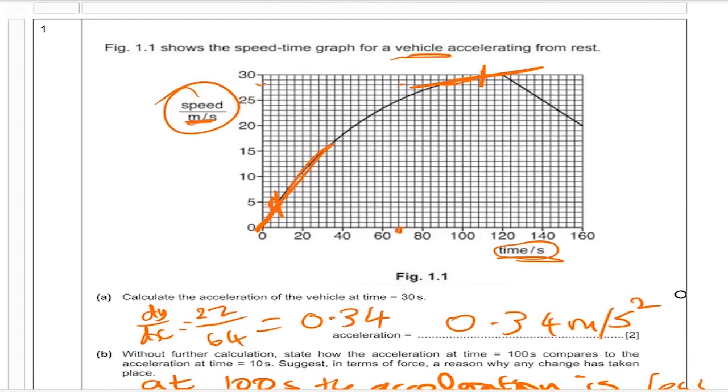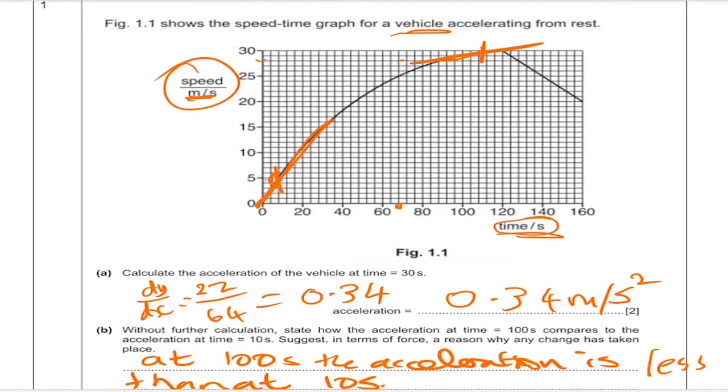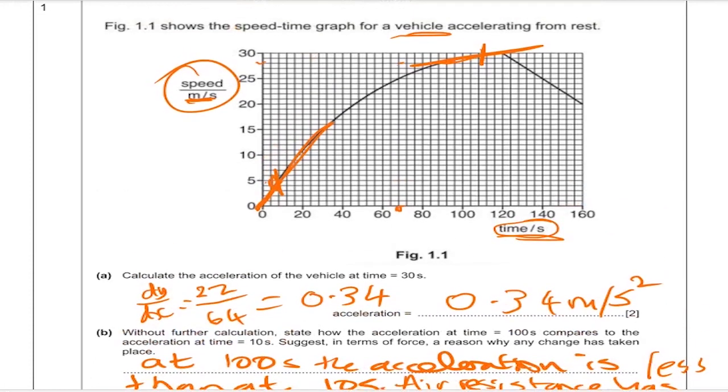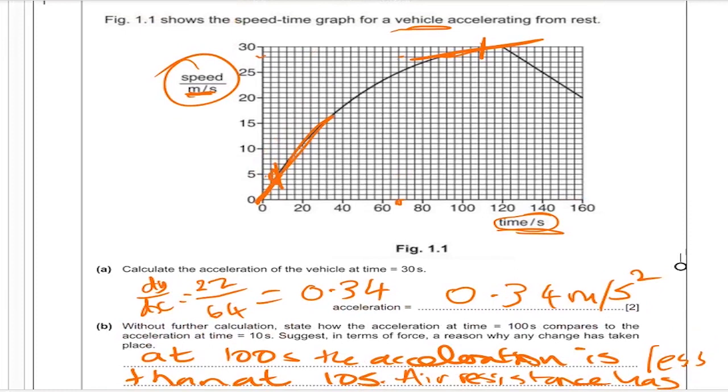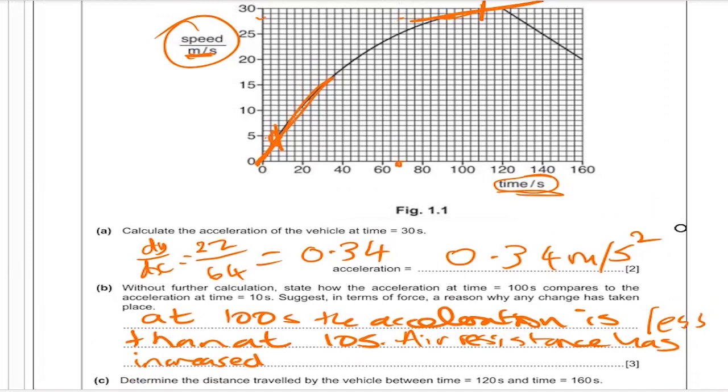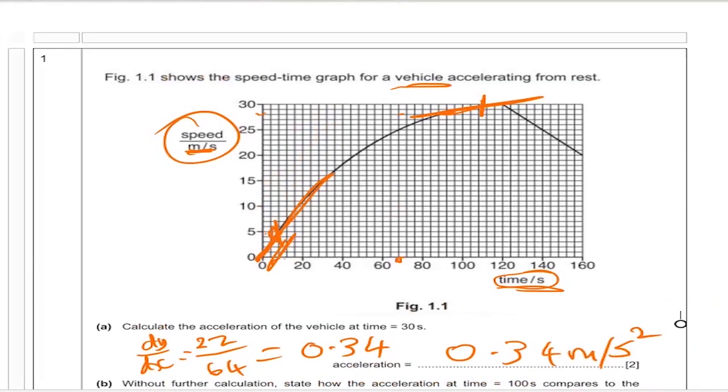It's going to increase the air resistance. Okay, so the air resistance has increased, which means that it's going to be reducing the resultant force. Because let's say we have 100 newtons of force forwards from the engine, and then we've got zero air resistance initially, so that means that the acceleration is going to be high. And then as the speed increases, the air resistance increases.